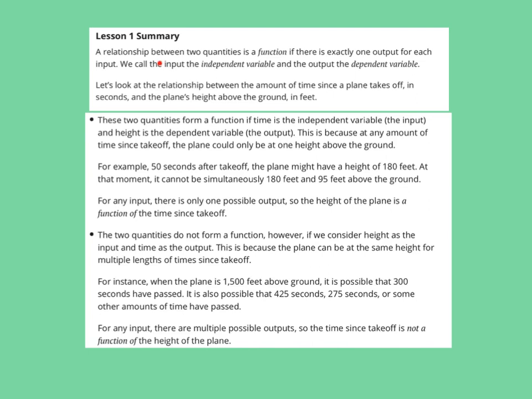The relationship between two quantities is a function if there's exactly, and this is sort of a review, exactly one output for each input. We call the input the independent variable. So the input is the independent variable. And then we call the output the dependent variable. So let's take a look at a relationship between the amount of time since the plane takes off in seconds and the plane's height above the ground in feet.